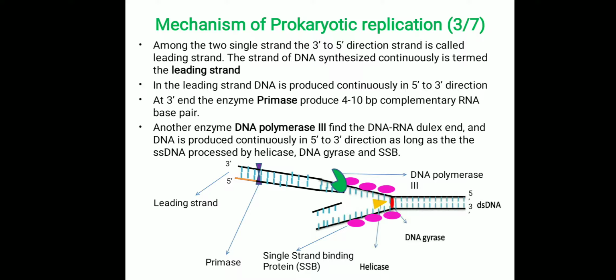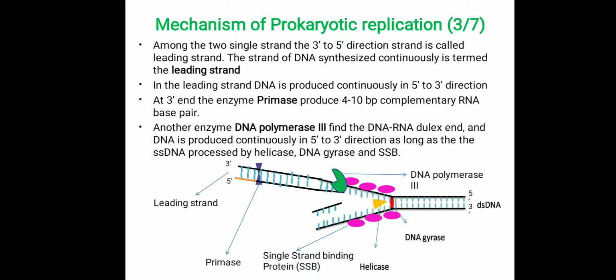Generally, there is another enzyme called primase that interacts with another group of enzymes called the primosome complex. This primosome complex will identify the 3' end and produce 4 to 10 base pairs of complementary RNA nucleotides. That is called the RNA primer. Here the primer forms at the 3' end, 4 to 10 base pairs of RNA in the 5' to 3' direction.